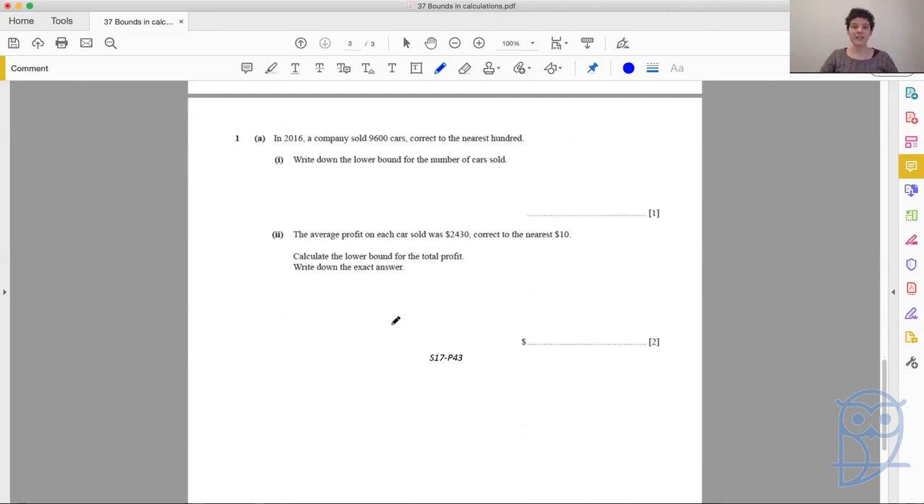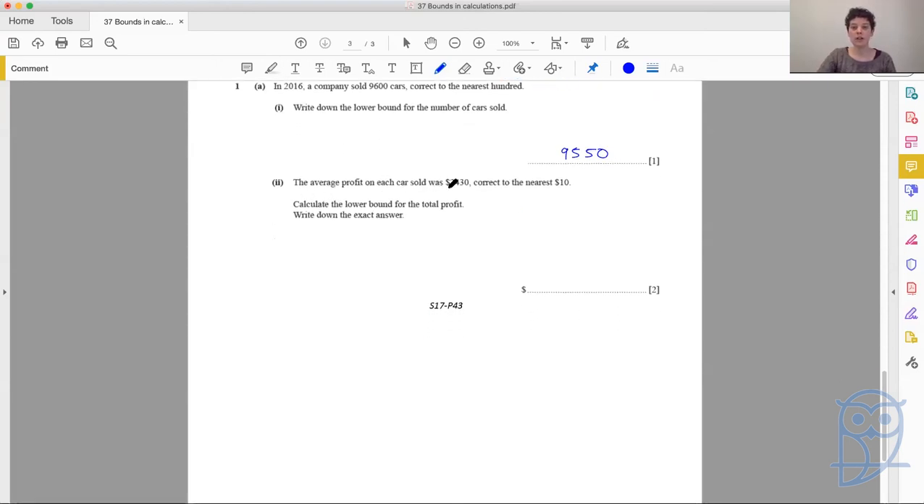So the last question, in 2016, a company sold 9,600 cars, correct to the nearest 100. So here we're going plus minus 50, half of 100. Write down the lower bound for the number of cars sold. Lower bound, 9,600 minus 50, so 9,550. The average profit on each car sold was $2,430, correct to the nearest $10, plus minus $5. Calculate the lower bound for the total profit. Write down the exact answer.